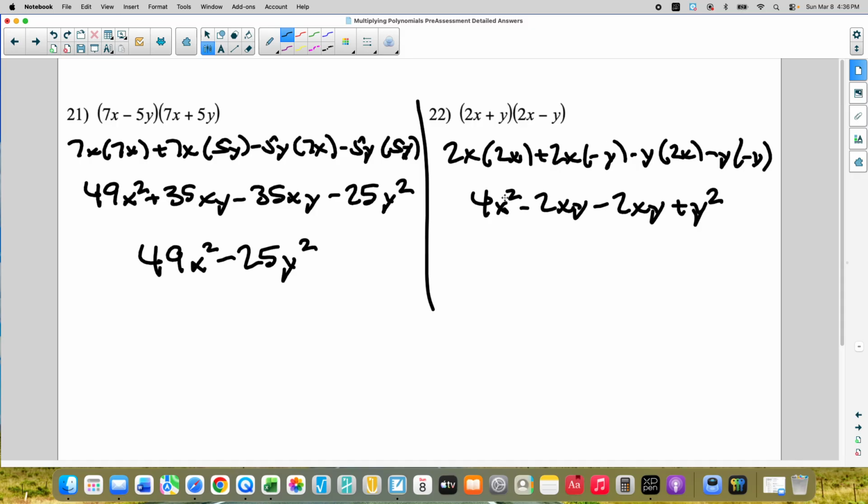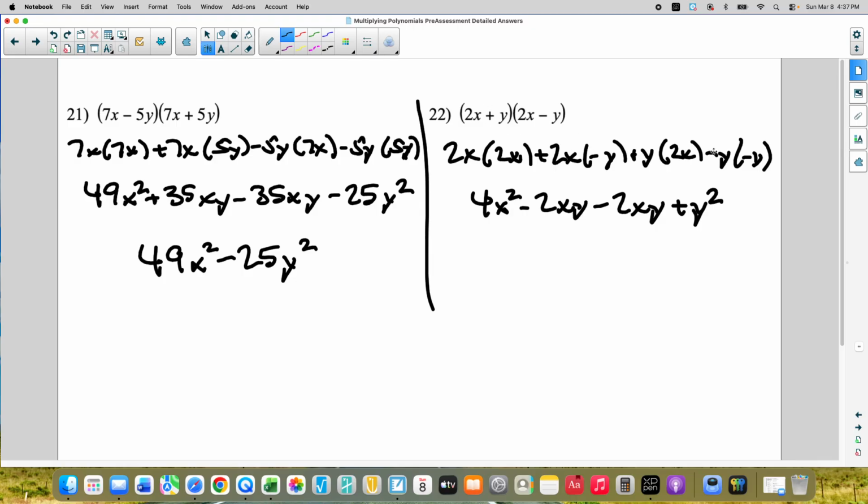So I know I made a mistake. How do I know? Because these did not cancel, and these are conjugates, so I knew that this had to cancel. So I see my mistake. I went back to my work. 2x times 2y, 2x times negative y. I'm not distributing a negative y. I'm distributing a positive y.